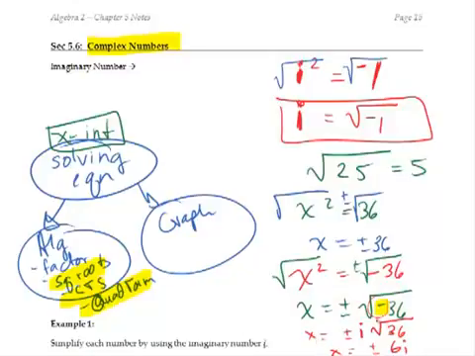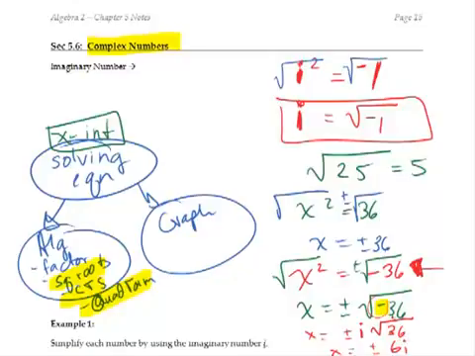It's an imaginary answer because there is no real number that we know of, not that we can count in real life on our fingers or measure out on the floor, that when we square that number, we get a negative 36. It's not possible in real life, so we say imagine if. And if we imagine that there's a number that could do this, we're going to get a plus or minus 6i.